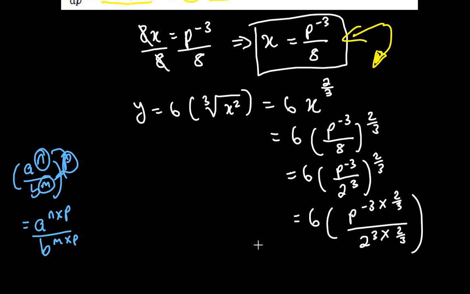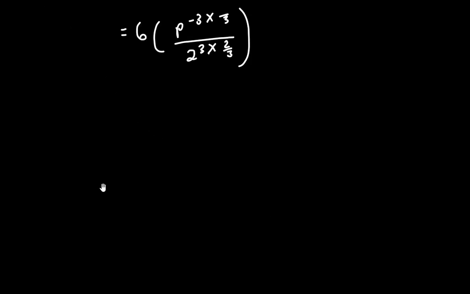Okay, so now what will we have there, right? So I just wrote it down here. So now we have our y is equal to this. Now if we were to simplify this, we're going to say we have 6 into, now what is negative 3 times 2 over 3? That will be p to the power of negative 2, right? Then all divided by 3 times 2 to the power 3, that will be 2 to the power 2.